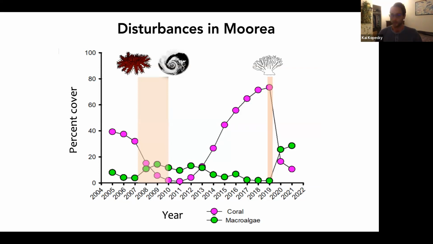But then we had another disturbance happen. Back in 2019, we had this big coral bleaching event where the water got too hot and it killed basically almost all the coral that was on the reef.